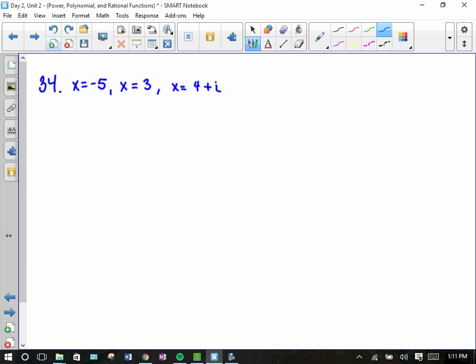Alright? So, let's think about this. It says, write a polynomial function of least degree with real coefficients in standard form that has the given zeros. Standard form means that we want it all the way expanded. Okay? So that's number one. Number two, can someone tell me what degree polynomial this function would be? Why would it be 4?